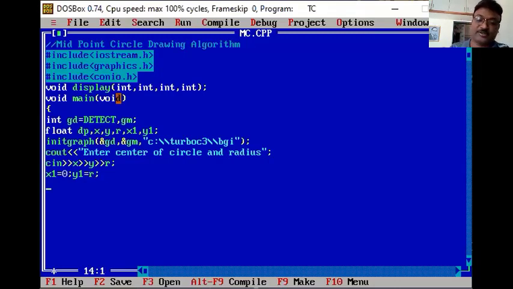Then you can calculate the decision parameter. In Bresenham line, 3 minus 2R. In Bresenham circle, 3 minus 2R. Okay, and in midpoint circle, 1.25 minus R. So that you can remember whenever you are going to implement any program. Suppose it is the midpoint circle, at that time you can consider 1.25 minus R.